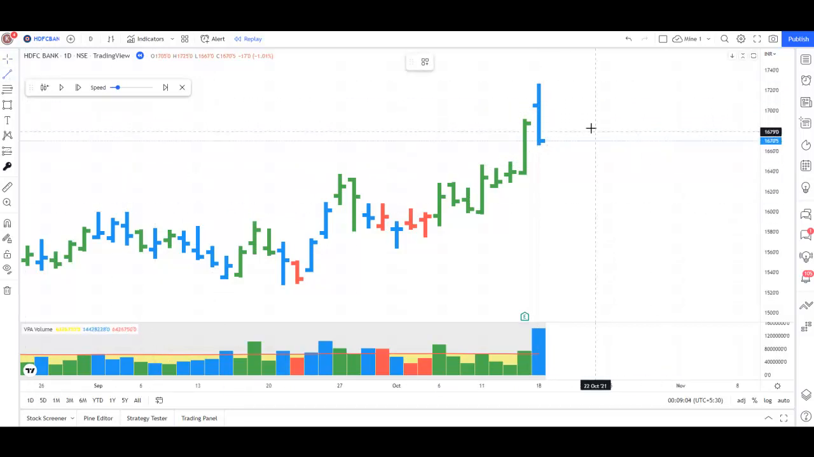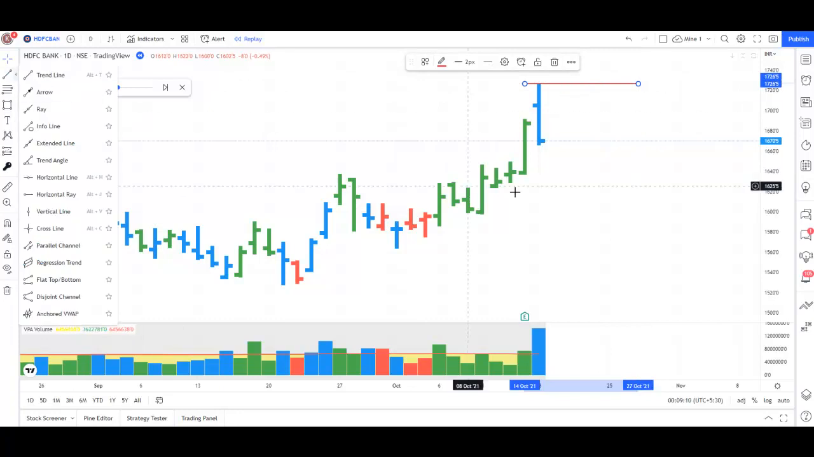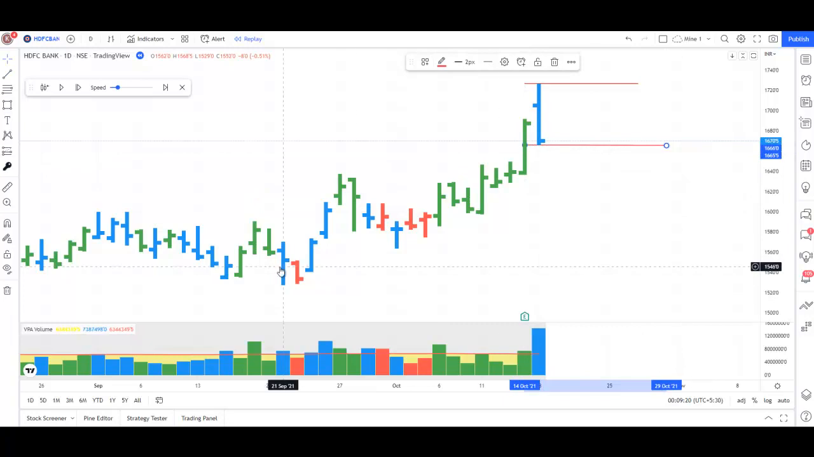So I will draw the levels, the high of the upthrust bar and the low of the upthrust bar, since we saw that these levels have some significance. Now let's see how the further prices play out.